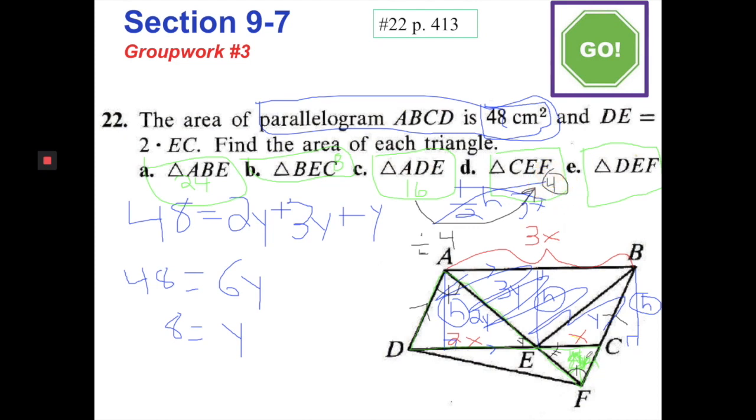Let's see here. Ooh, man, this is a tough problem. Now we got to get this one. How does this one connect? Pause the video for a second because I got to think about it for a second. You see it? I got it.